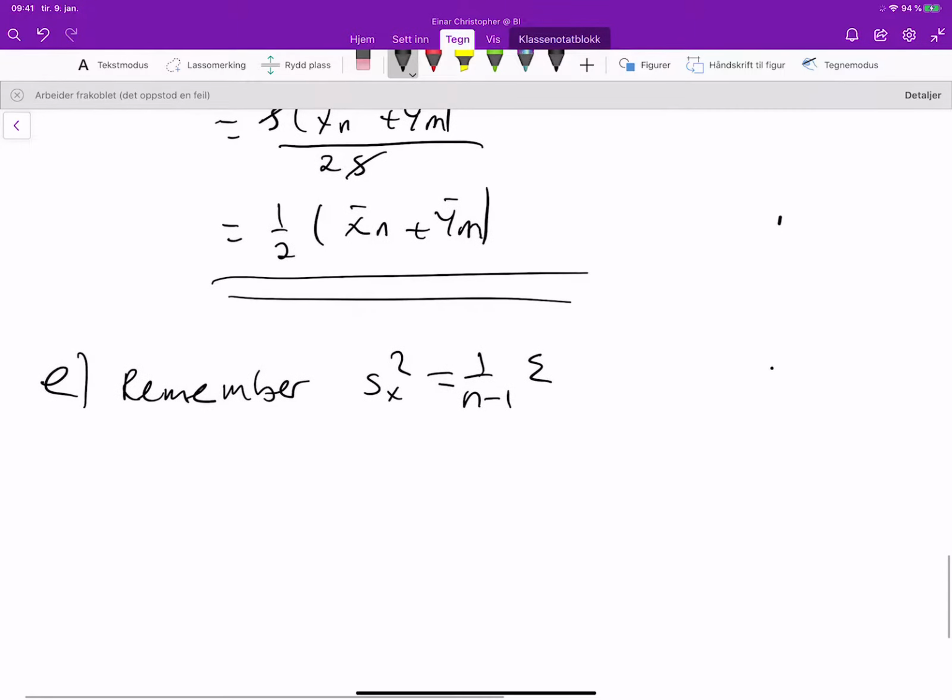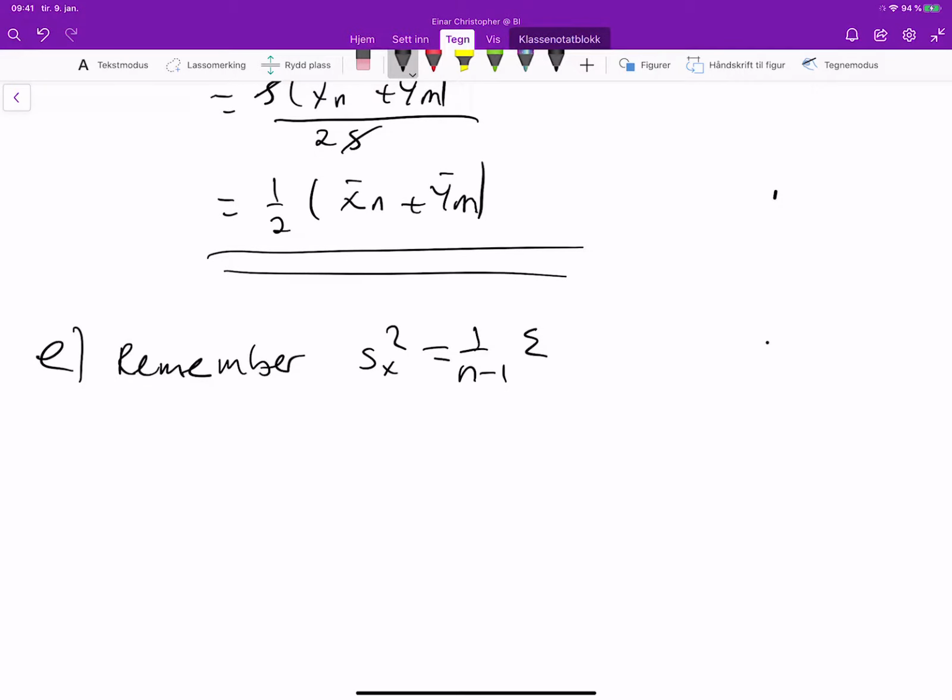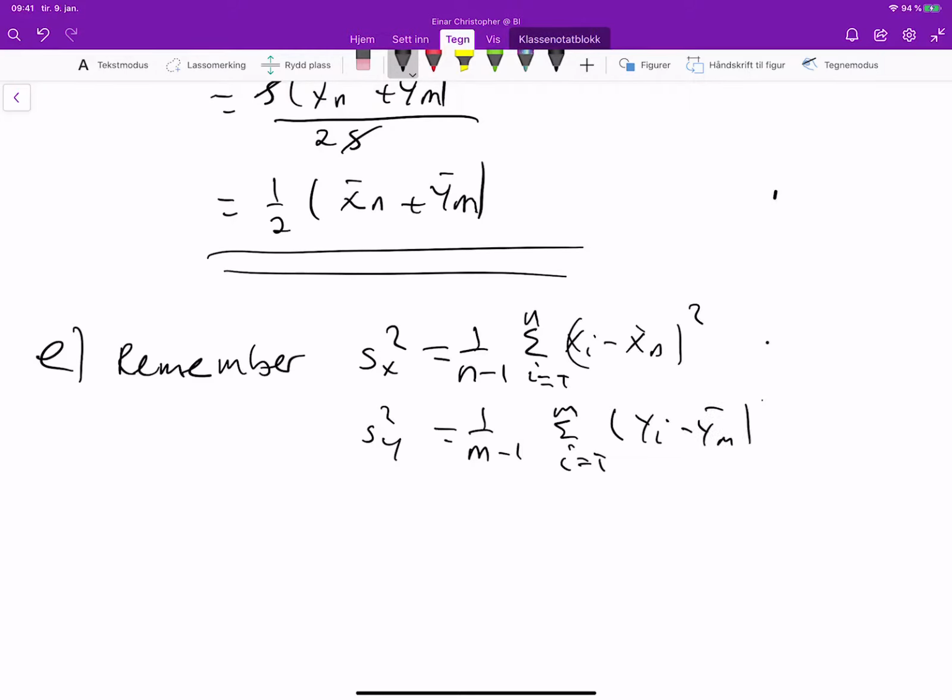So remember, sx to the power of 2 is equal to 1 divided by n minus 1 times the sum i equal 1 to n of xi minus xn bar to the power of 2. So that's the normal empirical variance, and for the y's we will have the empirical variance as 1 divided by m minus 1 times the sum i equal 1 to m of yi minus ym bar to the power of 2. So this is what we know.